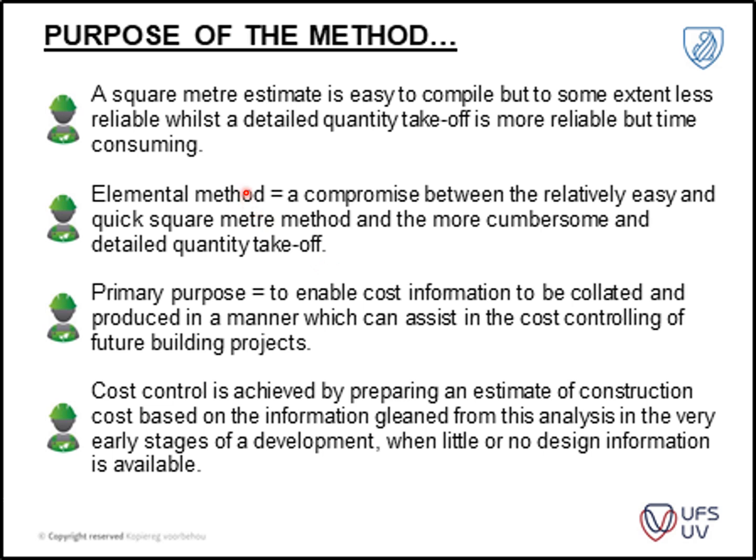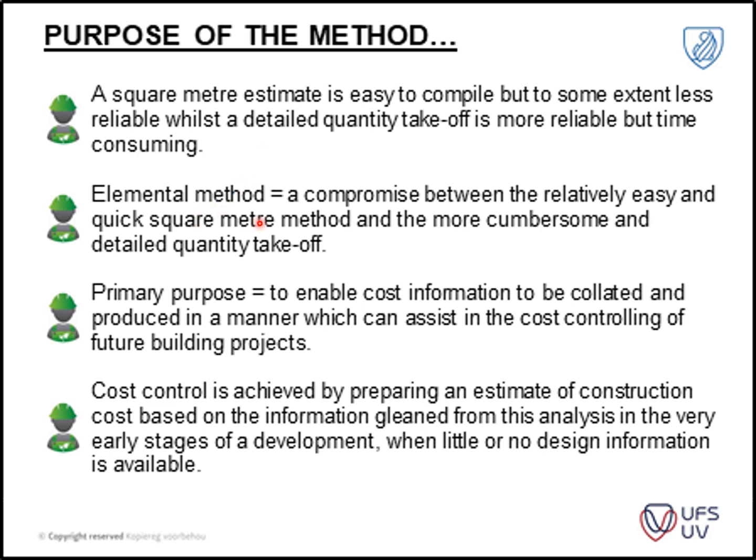So the purpose of the method is, a square meter estimate is easy to compile, but to some extent less reliable, whilst the detailed quantity takeoff is more reliable. Whenever we derive our per square meter rates, it's always based on real projects where we had real quantities that were measured. So we always relate to that. So thus your per square meter estimate is only as accurate as the rate that you're using.